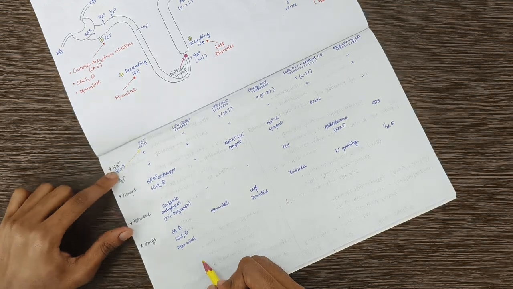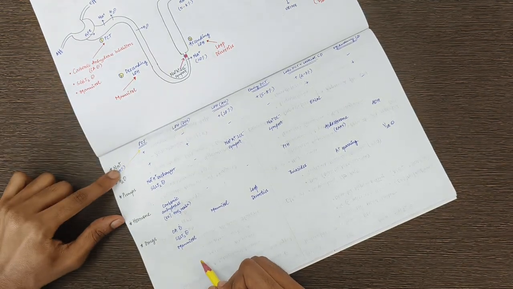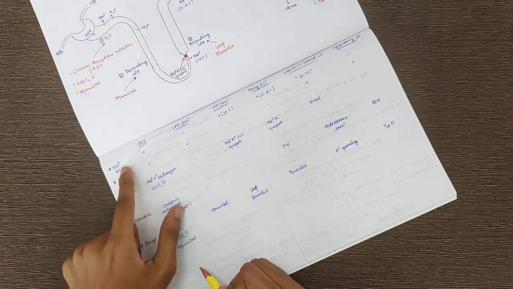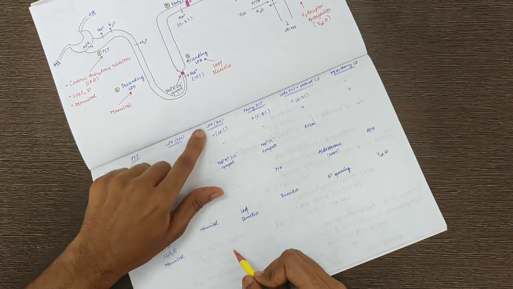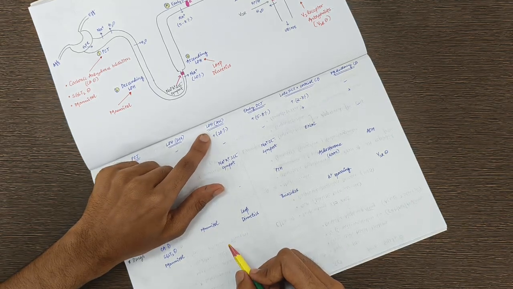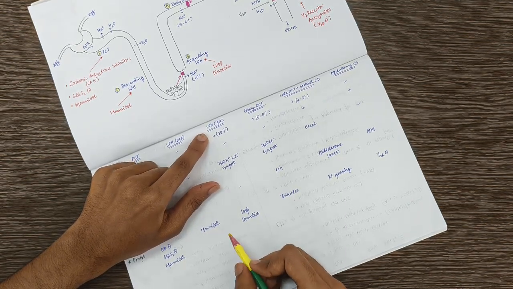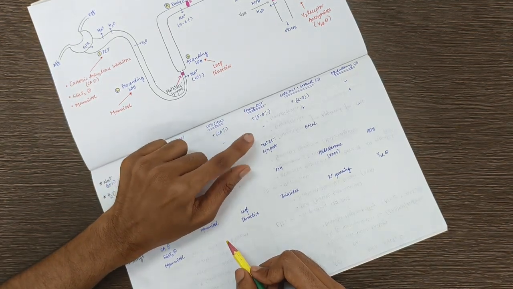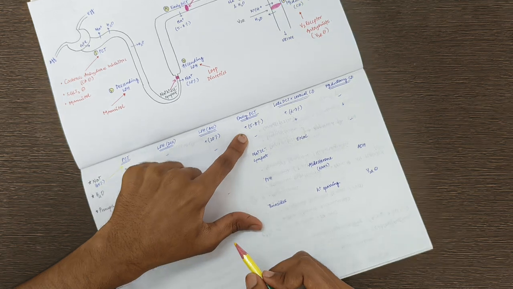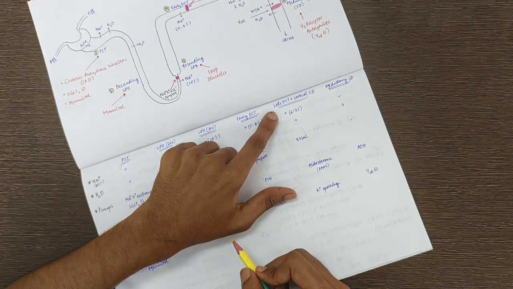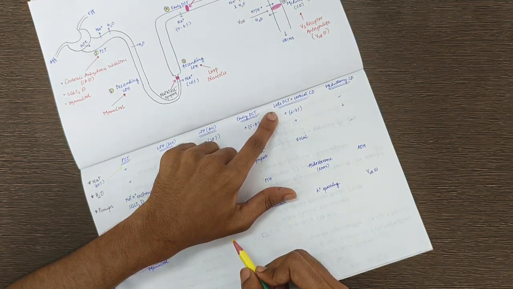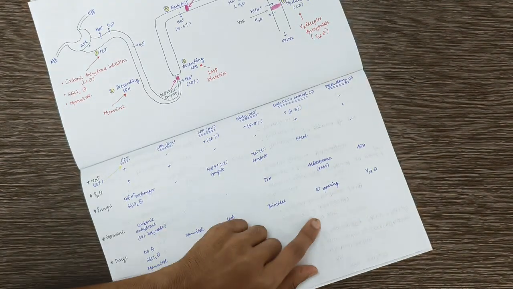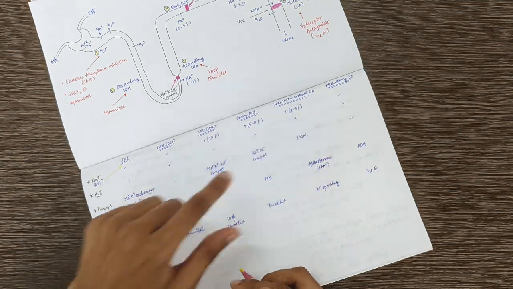So what happens to sodium in PCT? It is reabsorbed, 65% it is reabsorbed. In descending loop of Henle there is no pump for sodium, so it is not reabsorbed. In ascending loop of Henle there is a pump called Na plus K plus 2Cl symporter, so it is reabsorbed. In early DCT there is a Na plus Cl minus pump, so there is sodium reabsorption. In late DCT and cortical collecting duct there are ENaC channels, so they reabsorb sodium there also. In medullary collecting duct there is no sodium pump, so there is no reabsorption.